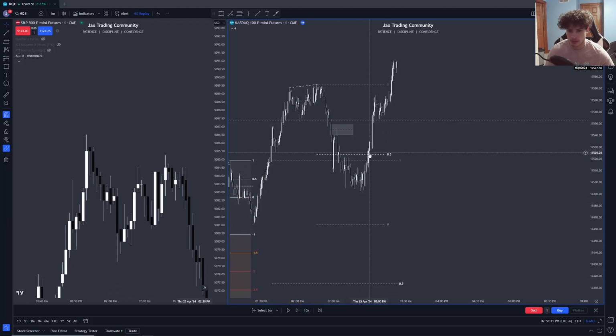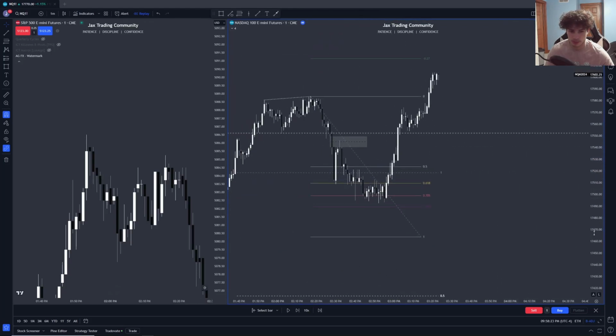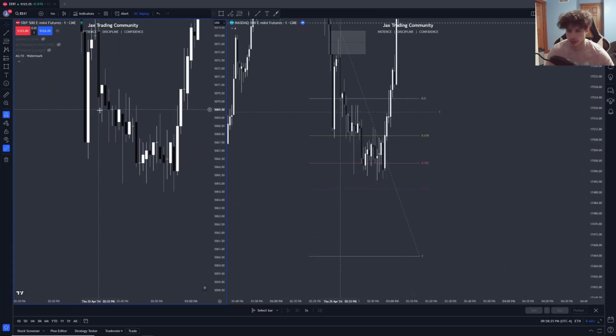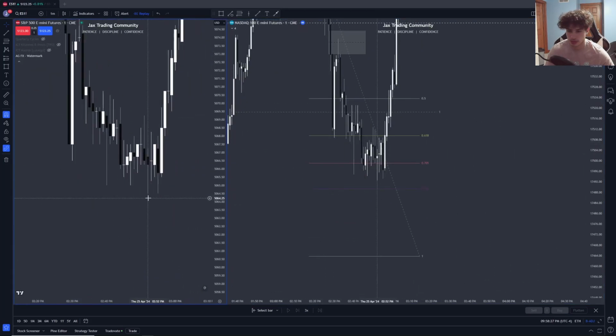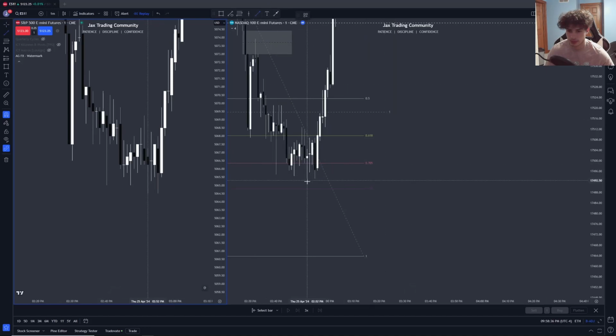But you can see here, it does look like we tap OTE. Yep, so we respect OTE right here. Move back up. Let's see if there's any SMTs down here. We have an SMT right here. It's really all there is, but we do have a little SMT right here.